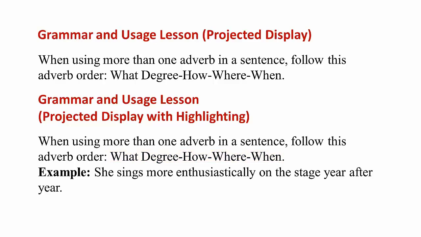Now read and explain the examples. Example: She sings more enthusiastically on the stage year after year. More answers the question what degree. Enthusiastically answers how. On the stage answers where. And year after year answers when.